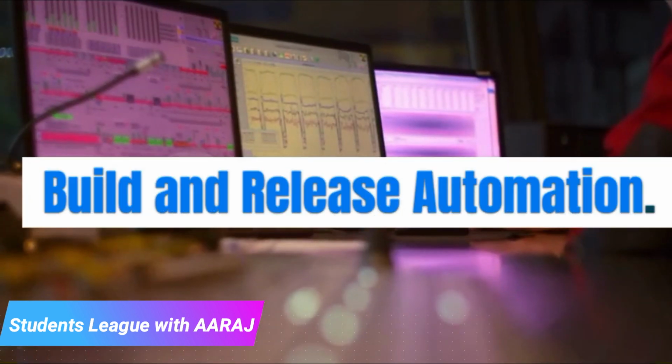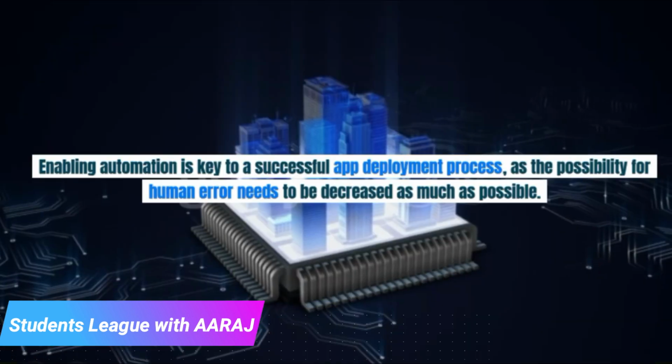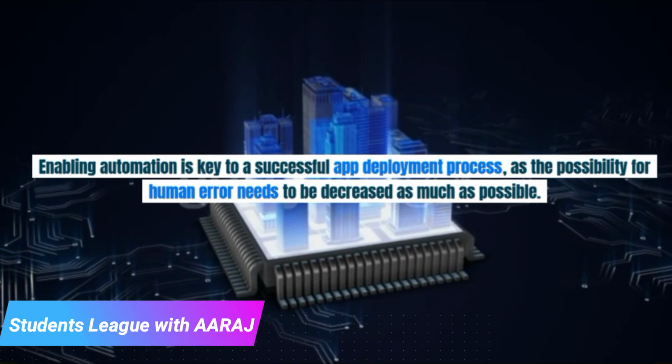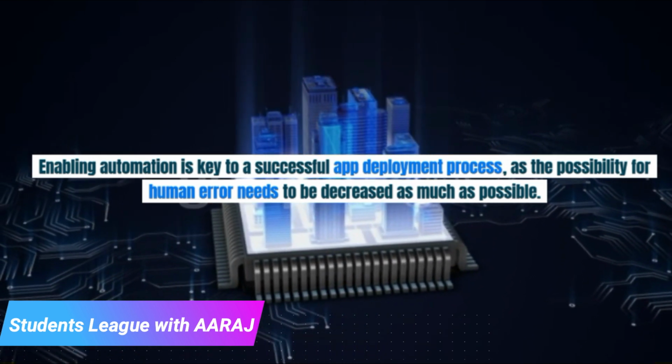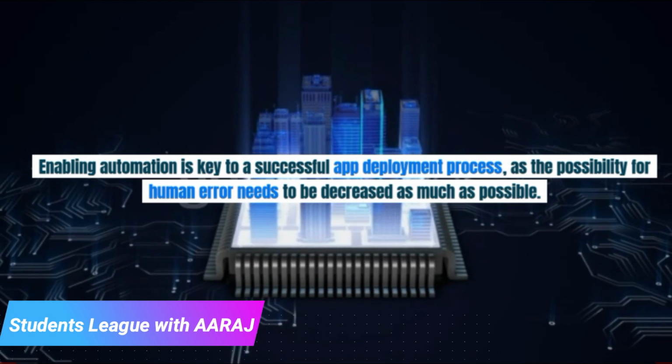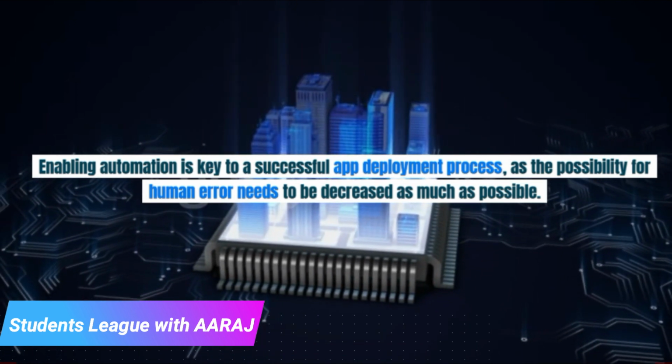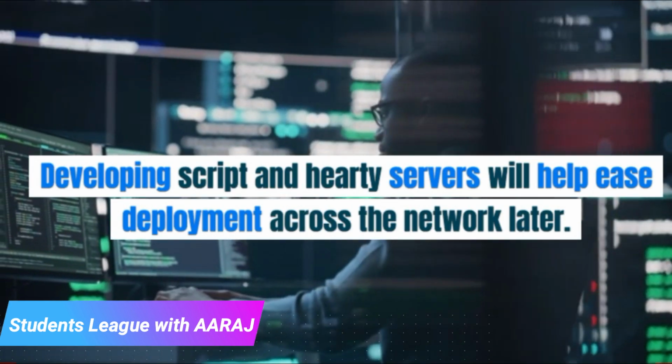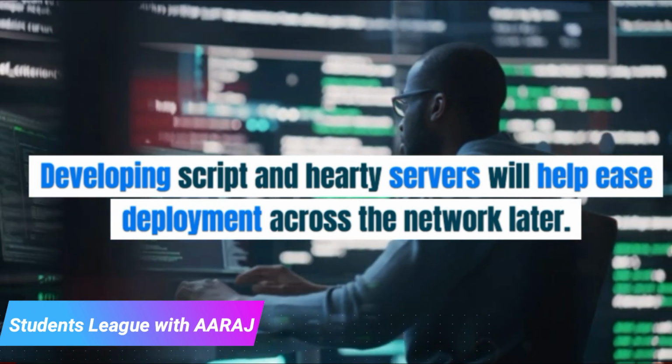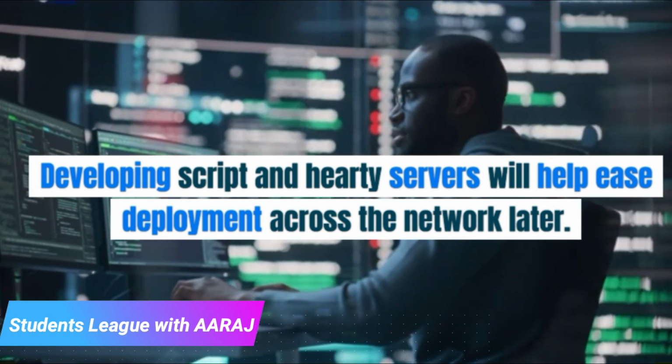2. Build and release automation. Enabling automation is key to a successful app deployment process, as the possibility for human error needs to be decreased as much as possible. Developing script and hardy servers will help ease deployment across the network later.